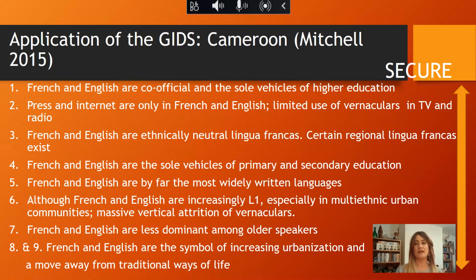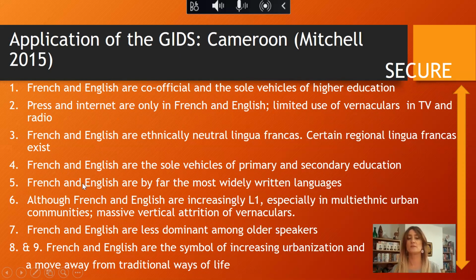We have a little bit of vernacular use in television and radio. So local languages are used in Cameroon in things like party political broadcasts and public health bulletins and things like that. But the press and internet are only in French and English. There are certain regional lingua francas in the northeast mainly, but actually French and English are the lingua francas of choice. They're also the sole vehicles of primary and secondary education, okay? So as you can see so far, it's not looking too good for the local languages. So the only thing which is secure is the position of the official languages so far.